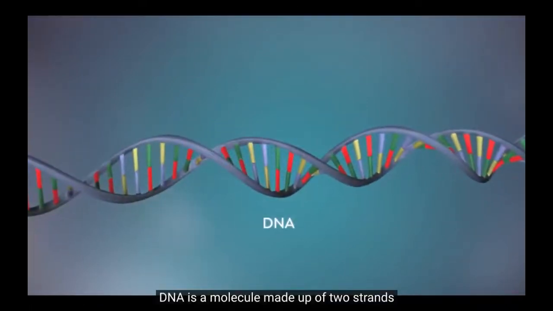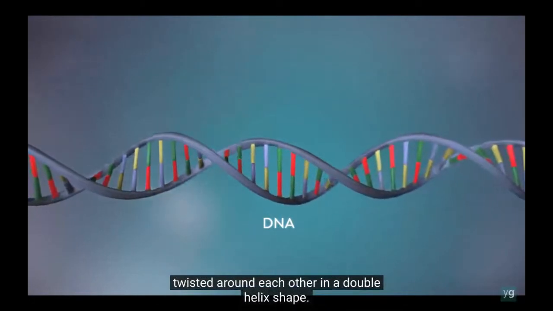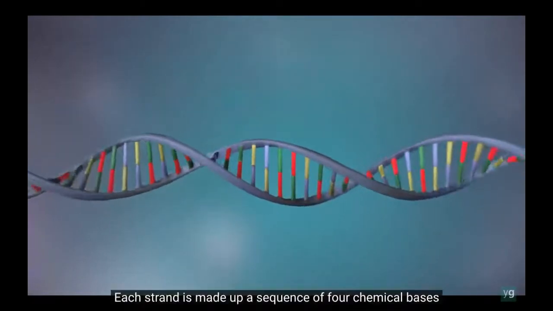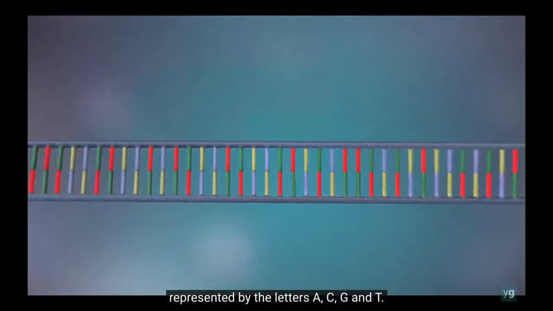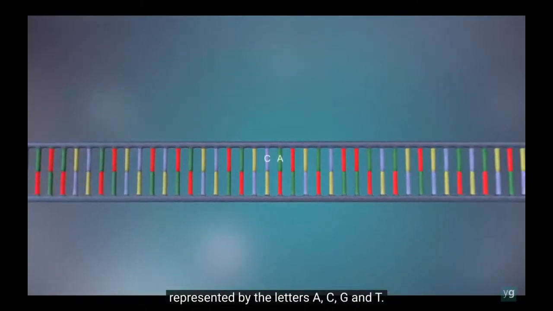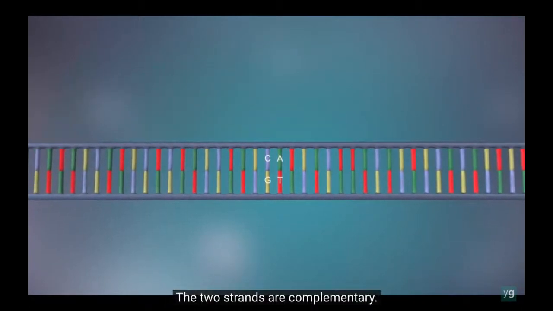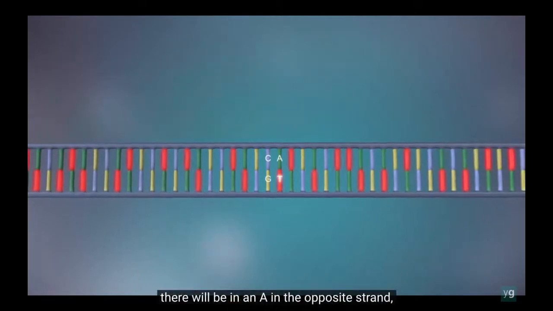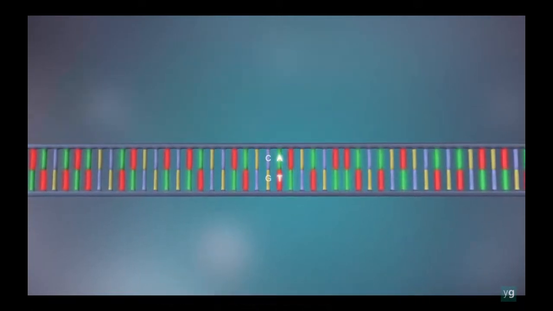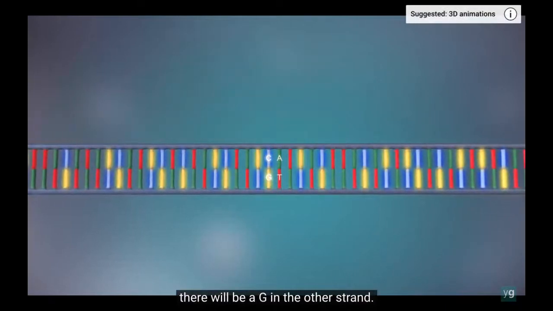DNA is a molecule made up of two strands, twisted around each other in a double helix shape. Each strand is made up of a sequence of 4 chemical bases, represented by the letters A, C, G, and T. The two strands are complementary. This means that wherever there's a T in one strand, there will be an A in the opposite strand. And wherever there's a C, there will be a G in the other strand.